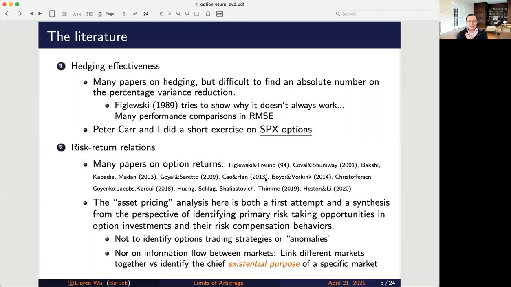Here we're more focusing on the existential purpose of a specific market, right? It has to have a primary role for its existence. And what are the primary purposes? Okay.